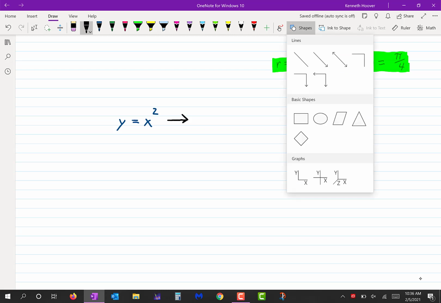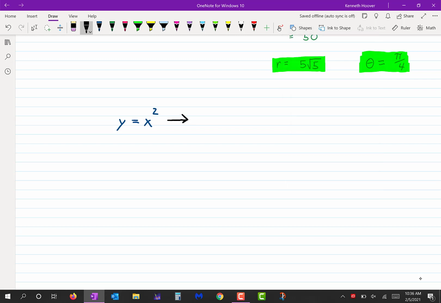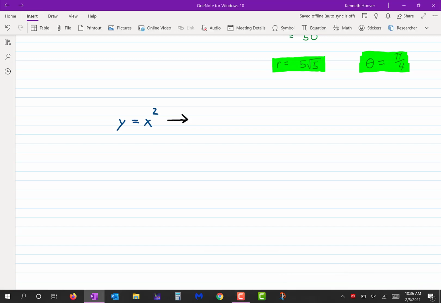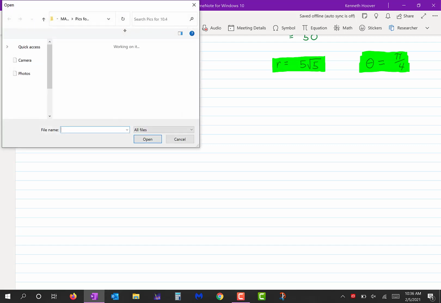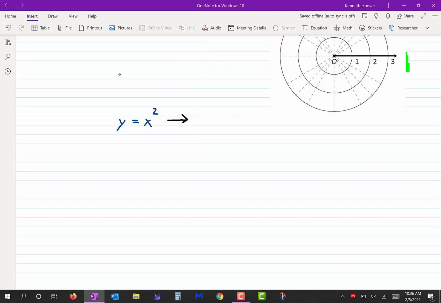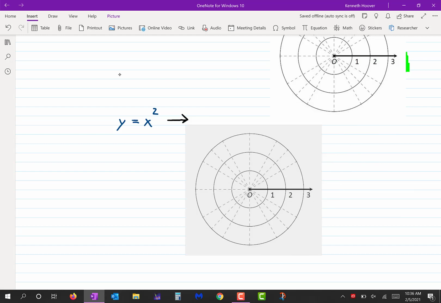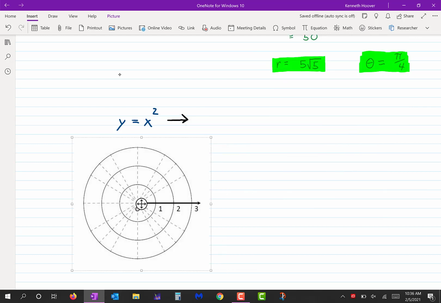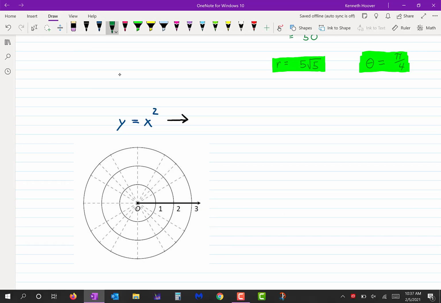Or actually, no, let's do this. I'm going to put a picture of the polar graph paper, okay? Give me 1 second here. Where was that picture? Here it is. Okay, look at that picture for a minute, and let's just throw a point on there. Right here, let's say. Okay, so that's r theta.